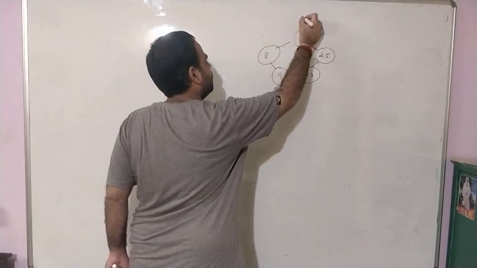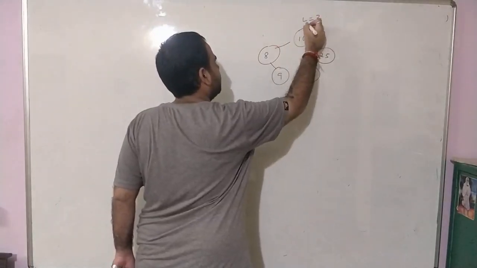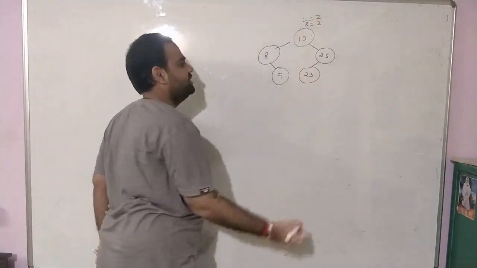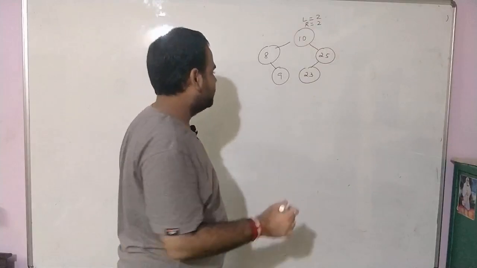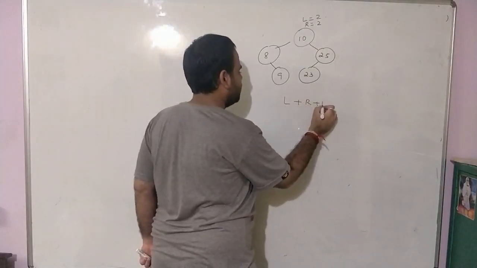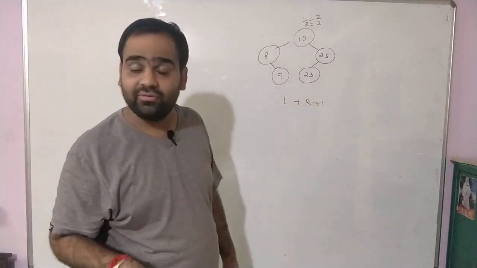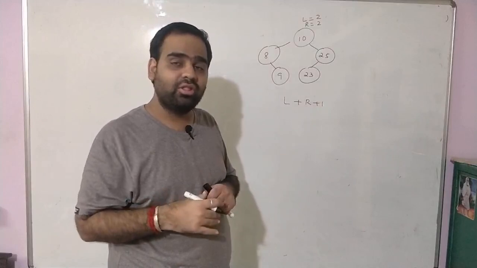What are the number of nodes with respect to 10 on LHS? It is 2. What are the number of nodes with respect to 10 on RHS? It is 2. Therefore, the total number of nodes are nothing but number of nodes on LHS plus number of nodes on RHS plus the node itself. Are you getting it? Therefore, we will recursively solve it.